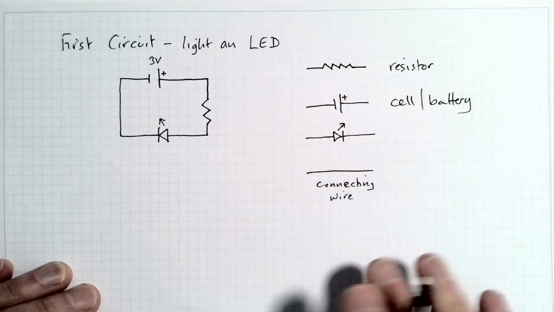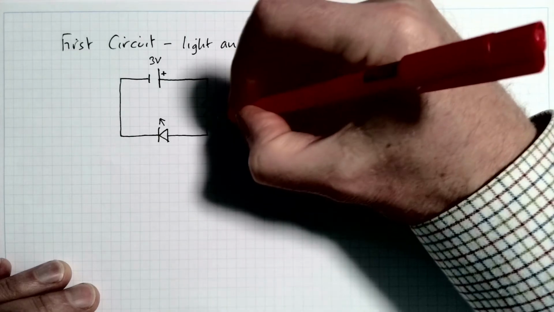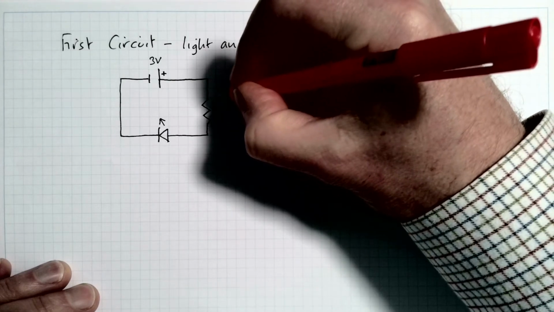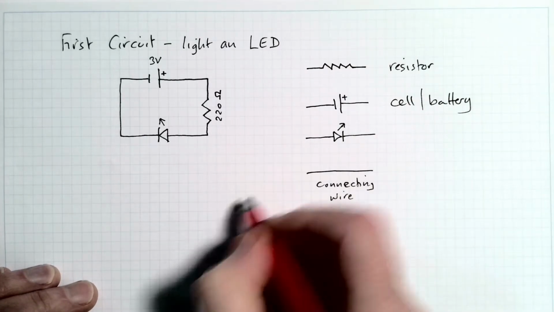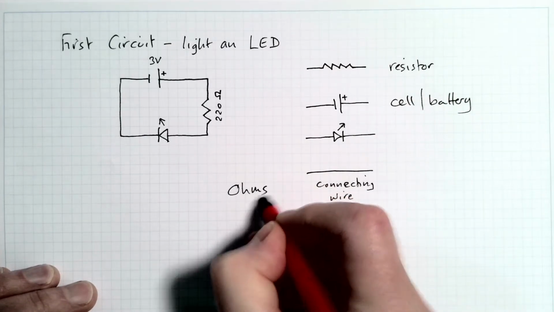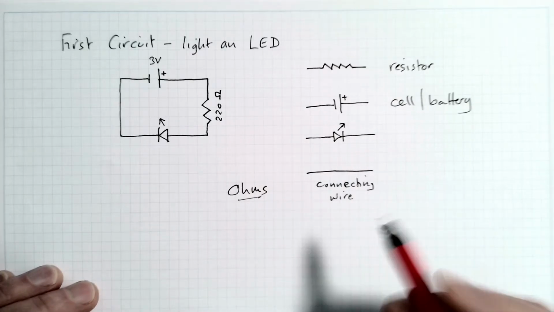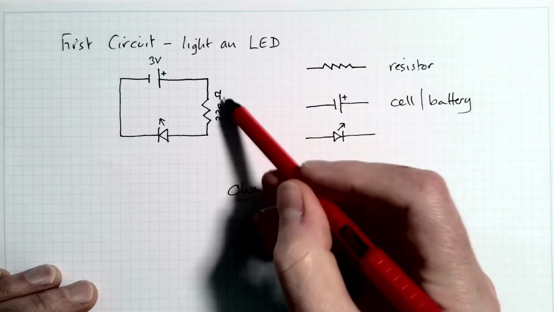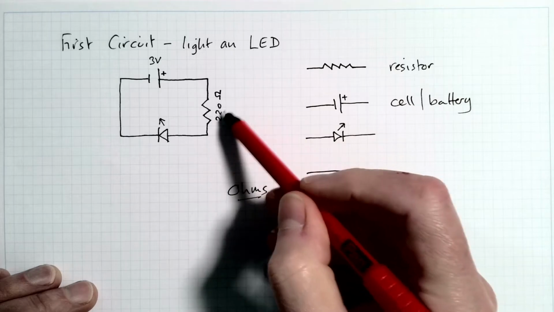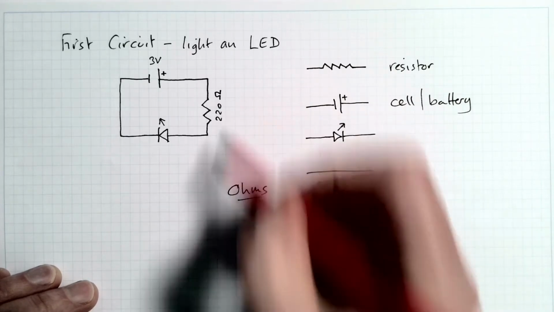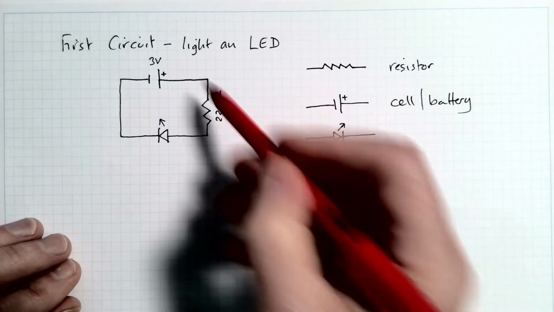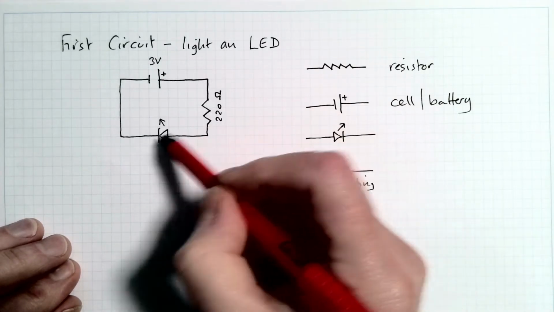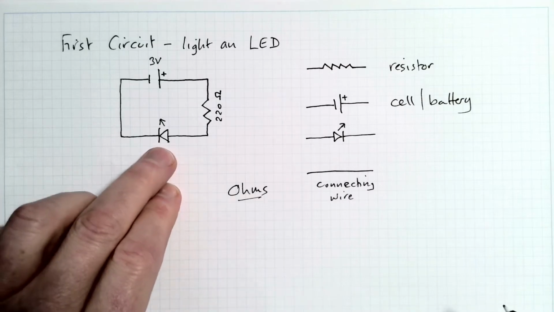Now the resistor in this case is going to be 220 ohms. Now that's the symbol for ohms. Ohms is named after a dude. Okay, so ohms is the unit for resistance, and we're going to use a 220 ohm resistor. This will cut the power considerably, cut the current considerably into the LED.